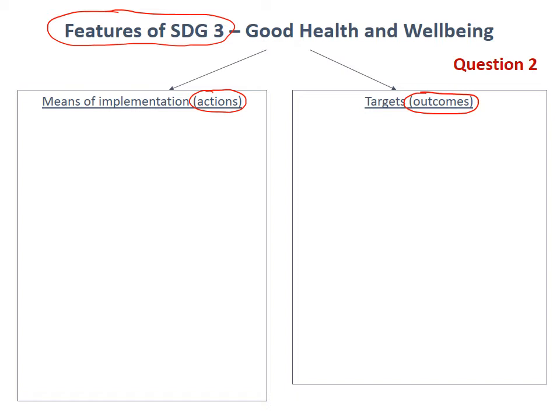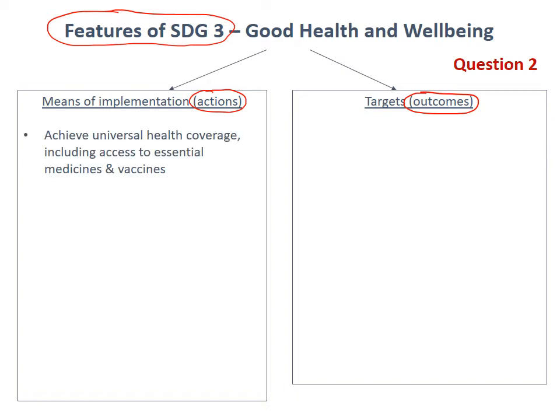So the means of implementation, or the actions, are to achieve universal health coverage. This is probably the big one in terms of the actions. So this is saying that every person universally in the world has access to healthcare, including access to essential medicines and vaccinations. Another means of implementation is ensuring an adequate and well-trained health workforce in every country. And that's kind of crucial to achieving universal health coverage. You need to have trained people to provide those services.